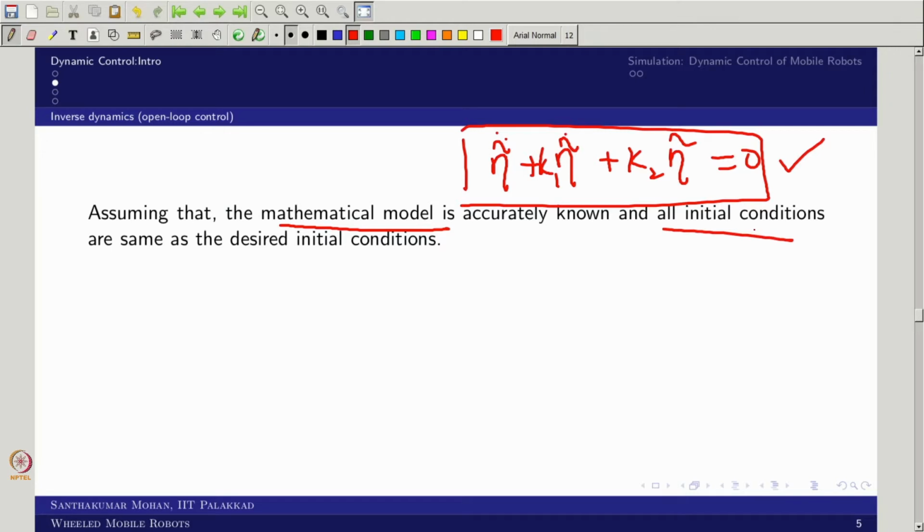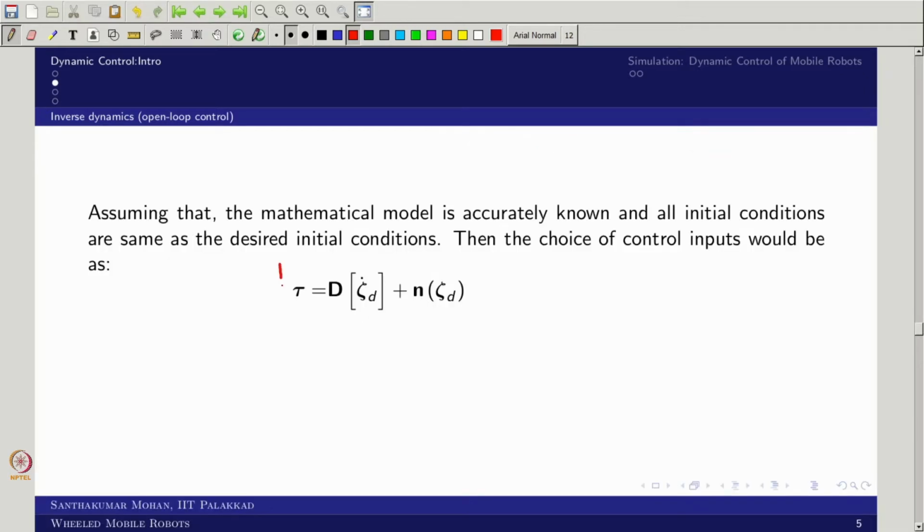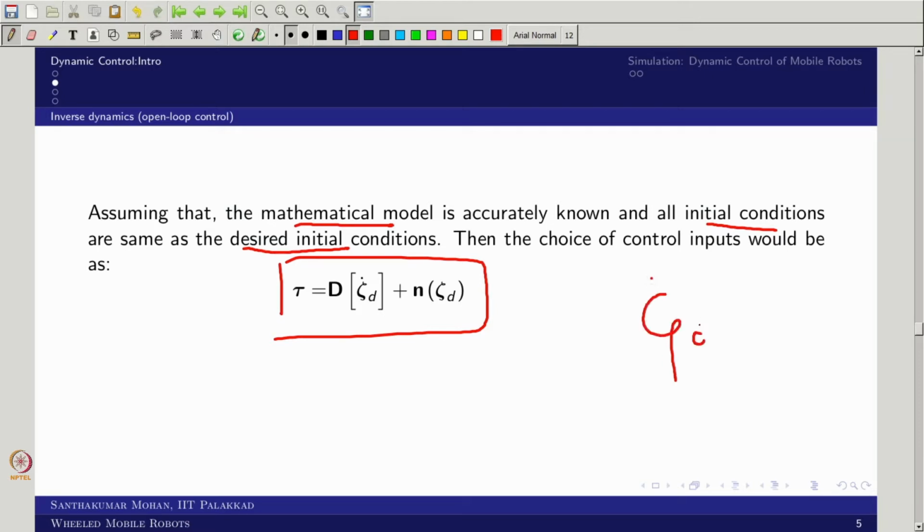Then we can do the inverse dynamics, right. That is what we initially attempt. In one of the dynamic simulation lectures, I showed how this inverse dynamics can be incorporated. The inverse dynamics is applicable where the mathematical model is accurately known and the desired and actual initial conditions are the same. Further, eta desired dot and eta desired must be non-zero, then only this would be workable, right.